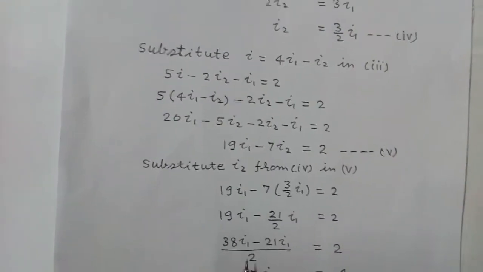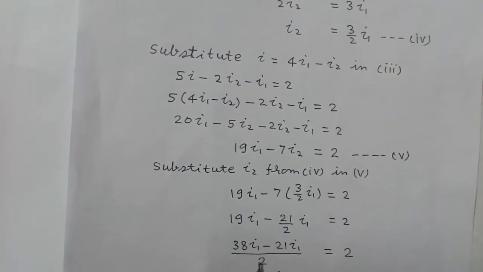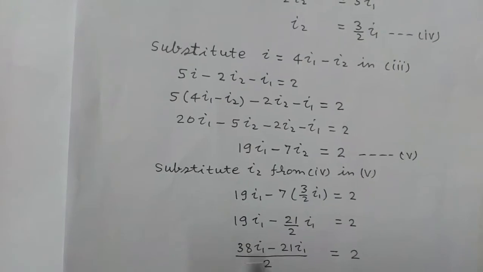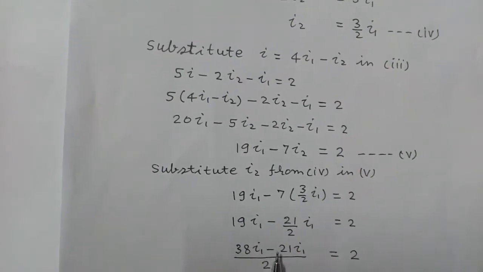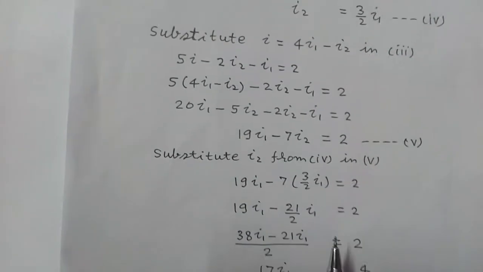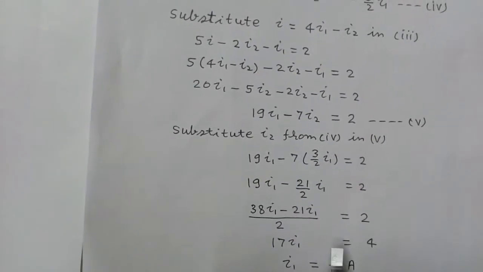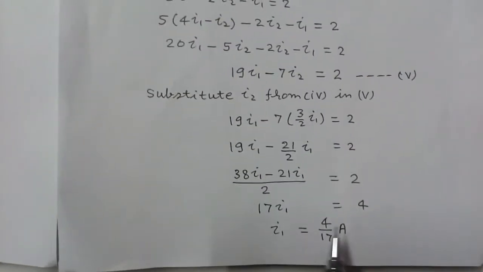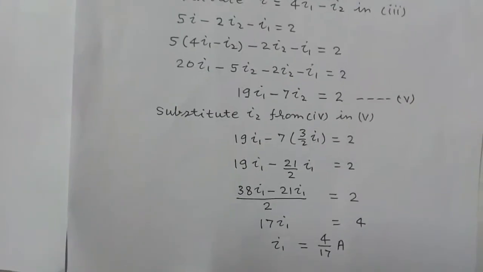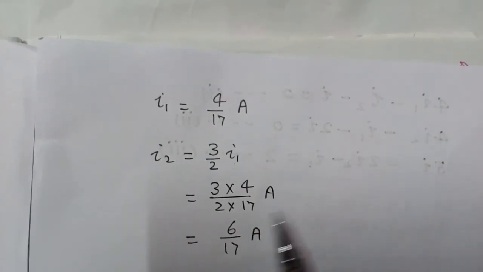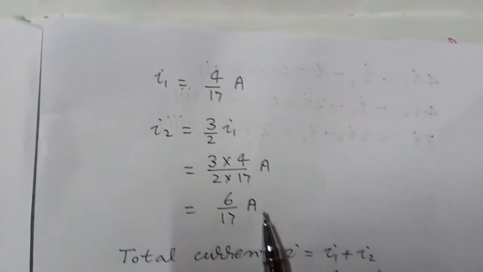LCM of this is 2. So in the denominator we have 2 and in the numerator we have 38I1 minus 21I1. This is equal to 2. Cross multiply this 2 here. So 17I1 is equal to 4, or I1 is equal to 4 upon 17 ampere. Now I2 is equal to 3 by 2 I1. So I2 is equal to 3 by 2 into 4 upon 17 ampere. This is equal to 6 upon 17 ampere.